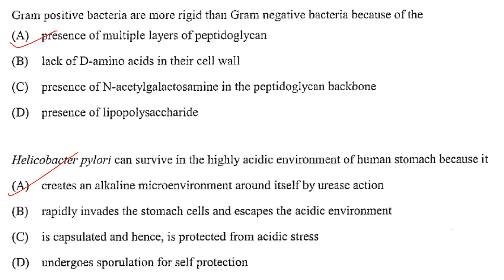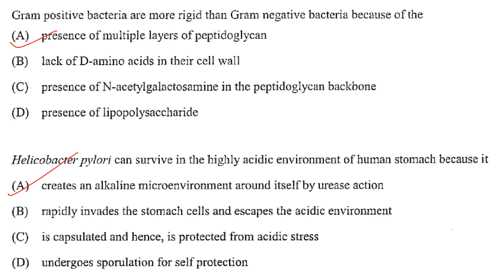Then next one. Gram-positive bacteria are more rigid than gram-negative bacteria because of the presence of multiple layers of peptidoglycan. So gram-positive bacteria have a thicker peptidoglycan layer composed of 40 layers, which makes the cell wall more rigid, whereas gram-negative bacteria have peptidoglycan which is thinner and is made of 1 to 2 layers.